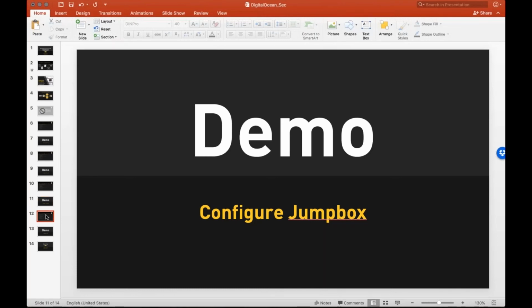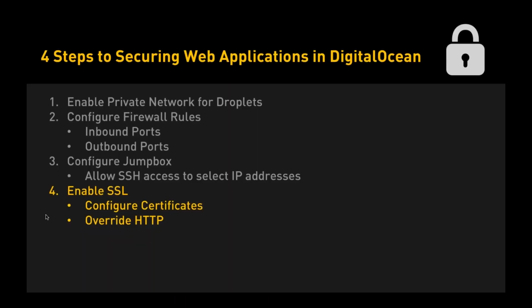Okay, so that was the third strategy, by leveraging the new feature of firewalls and also a best practice called jump box. So configure a jump box, allow SSH access to a select set of IP addresses. Perfect. The last thing that I want to show you is something which is considered to be basic hygiene.